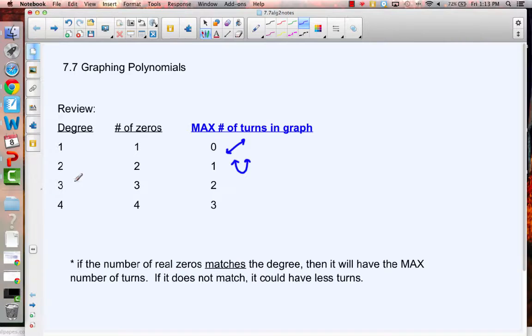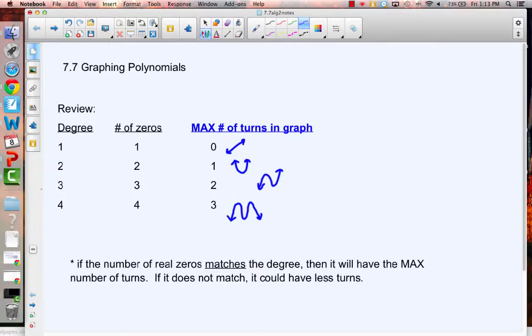If it's a degree of 3, it has a max of 2 curves, so it could look something like, here's a curve and there's another curve. So 1 and 2. And then if it's a degree of 4, you could have a potential of up to 3 curves. So that might look something like this. 1, 2, and then 3. Like that. Or facing different directions. It just depends on the problem.